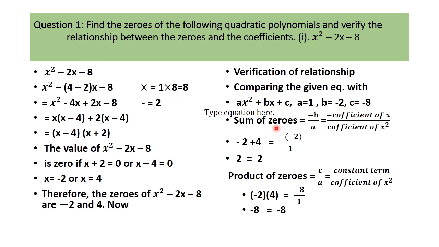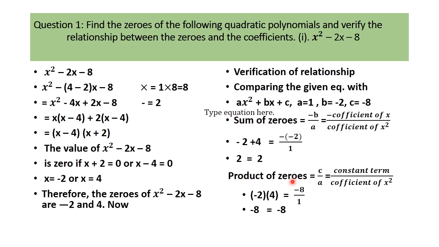Now sum of the zeros. This is the formula. Sum of zeros is equal to minus b upon a, or minus coefficient of x upon coefficient of x square. Now for the sum of zeros, these two are the zeros, so we will add these. Minus 2 plus 4, this will come out 2. Now on the other side, b is minus 2, so we will put the value, minus of minus 2 is plus, and this is 2 upon 1, that is 2. Now left hand side is equal to right hand side. This is the verification of the first part.